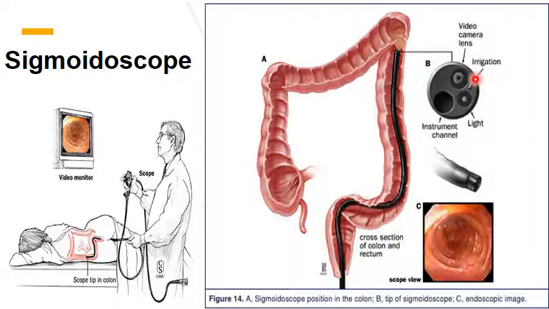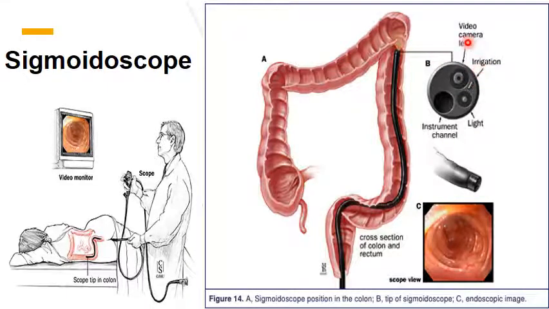So you have an instrument channel, irrigation channel, a video camera lens, and a light. You need light because it's absolutely dark in there. Cross section of the colon and rectum. So this is how it enters. Sigmoidoscope in position in the colon. This is the tip of the sigmoidoscope. That's how it looks.